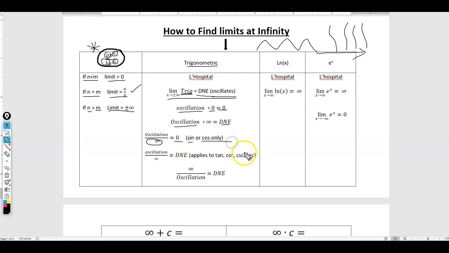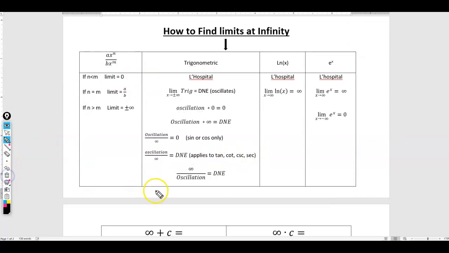But once again, that only applies to sine and cosine. If you have an oscillation divided by infinity, but you're dealing with tangent, cotangent, cosecant, or secant, the limit doesn't exist. The reason for that is because when you divide by a really big number, the values get smaller and smaller. So your function's wiggling for sine and cosine, but getting smaller and smaller, so it actually reaches a limit of 0. But when you're dealing with these guys, they don't wiggle in the same way. They actually go off into infinity themselves, and so dividing by infinity results in an indeterminate form, and it's just not really answerable.